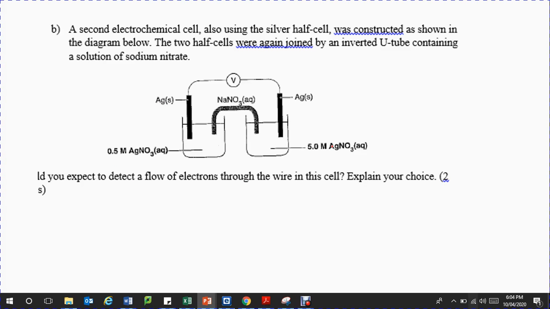Depending on the concentration of these species, we may get a potential difference. We would expect a current to flow, because there is a little bit of difference, but it'll probably be quite slow.